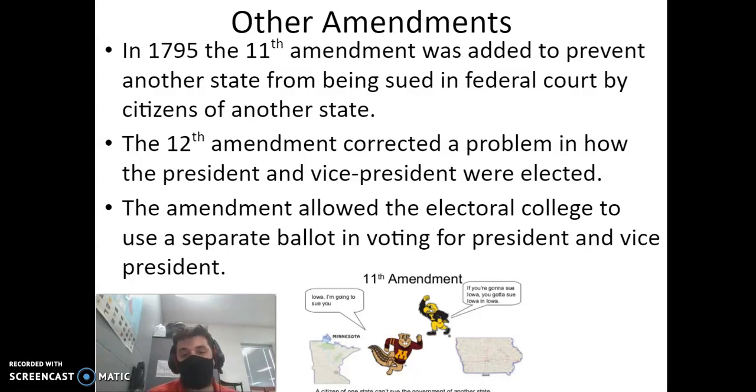The 12th Amendment protected a problem in how the president and vice president were elected. You see, it used to be whoever finished second place used to get to be the lucky winner of the vice presidency. However, this led to some problems. Could you imagine if Donald Trump and Hillary Clinton had to work together? That happened, but like in an 1800s way. It was not good.